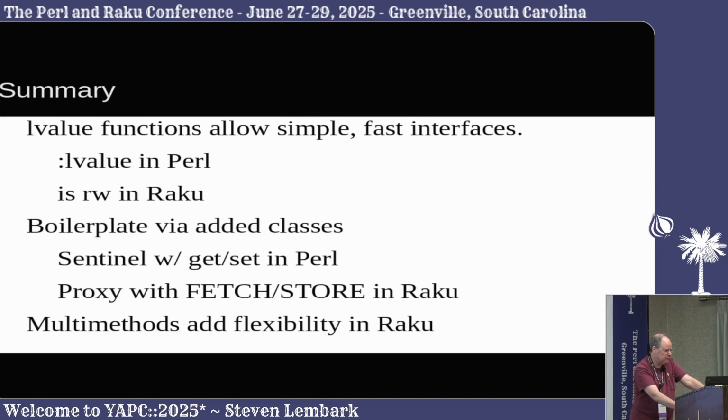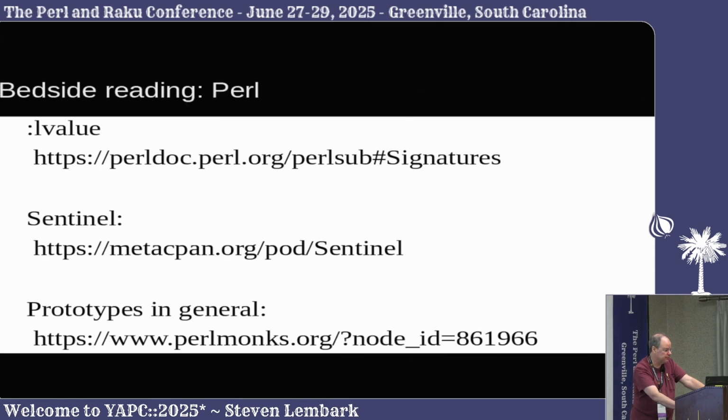And that was it. The real thing is L values in Perl or the isRW in Raku give you a really nice way to have methods that can encapsulate their sanity checks and help standardize your interfaces. The Sentinel and the proxy take care of that. Multi-methods add a bit of flexibility in Raku because you can dispatch to different methods depending on what you're passed. So you can have different sanity checks based on what you're doing.